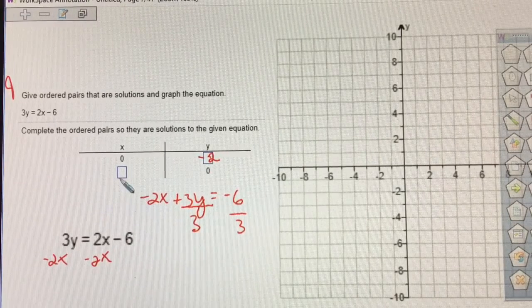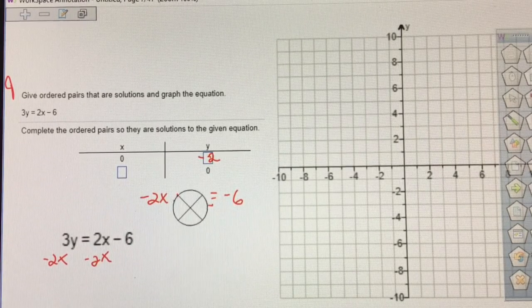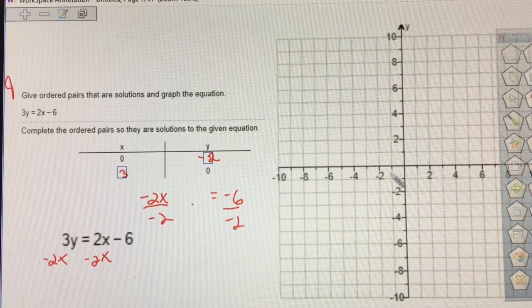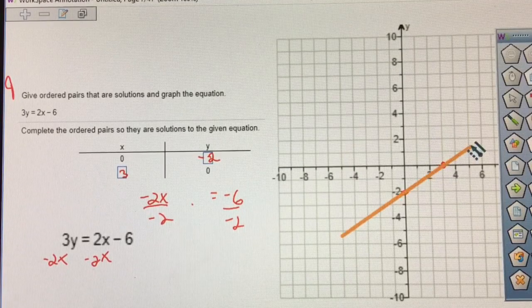Now, to find out when y equals 0, I'm going to cover up the y value, eliminate it, and I'm going to solve that. I divide both sides by negative 2. In this case, x equals 3. So my coordinates are going to be 0, negative 2, and 3, 0. And then I'm just going to choose the line tool and connect those dots.